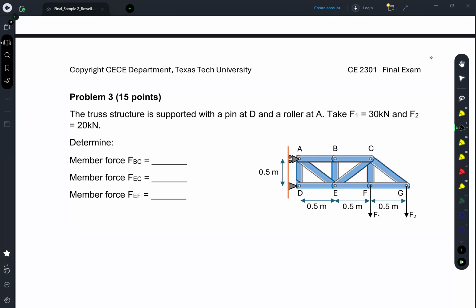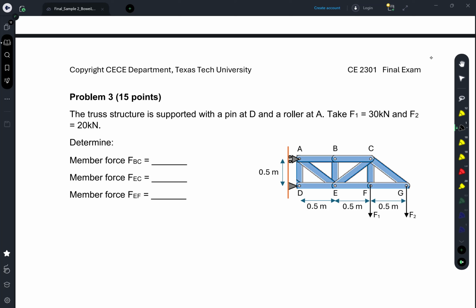So now the third problem of our sample two of our final exam here. It is asking us to evaluate the forces of some members for a truss structure. It belongs to the chapter of structural analysis. Now we are supposed to evaluate the member forces of members BC, EC, and EF. It is our target here.